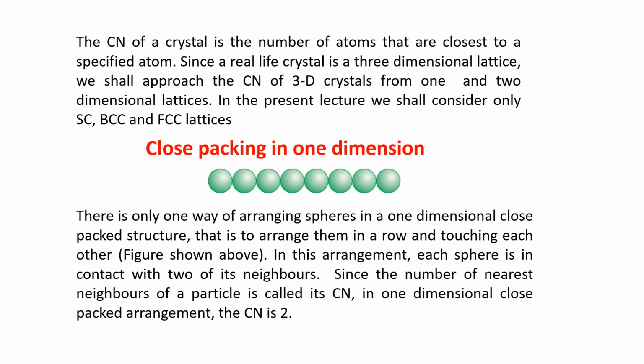Now this slide is about close packing in one dimension. First, see the first line. The coordination number of a crystal is the number of atoms that are closest to a specified atom. What does it mean? Let me just give you an example.